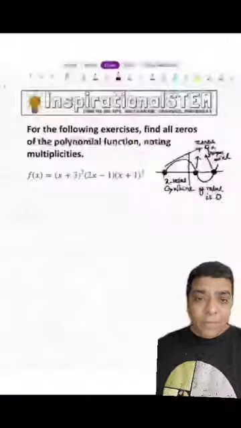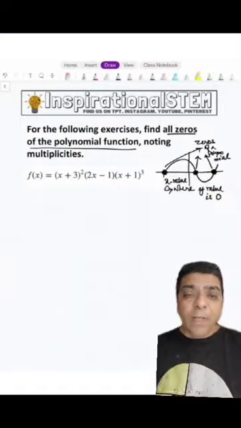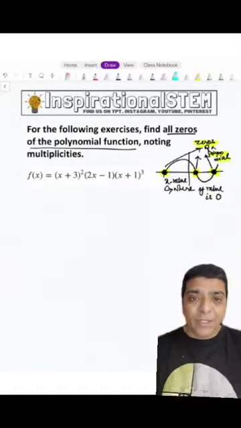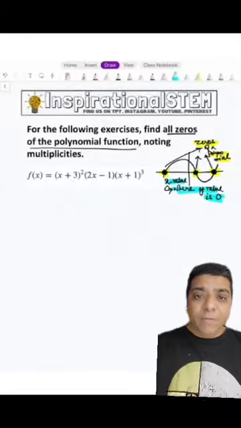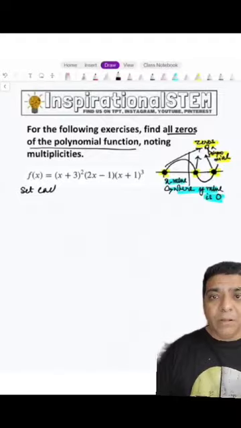How to find the zeros of a polynomial? Let's go. So the zeros of a polynomial are where the polynomial crosses the x-axis. So essentially they are the x-intercepts of the polynomial. So when f of x equals 0, then we can find the zeros of the polynomial function.